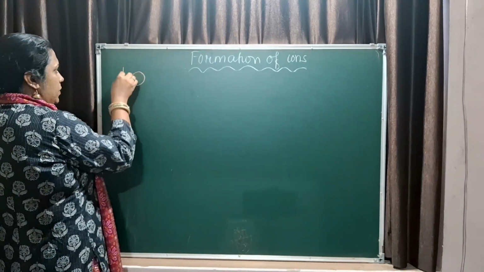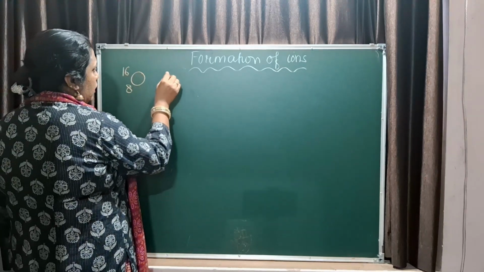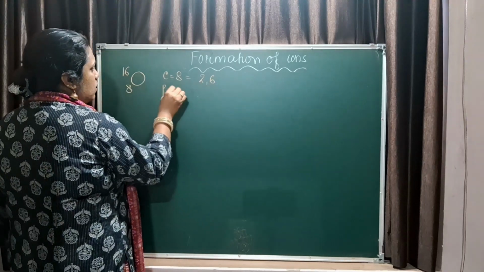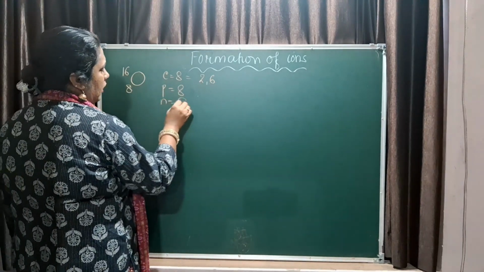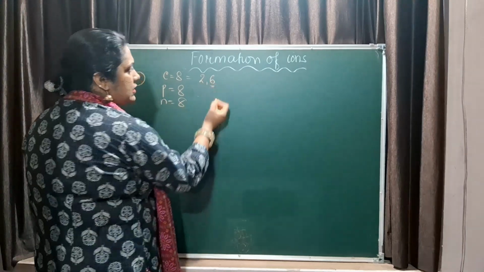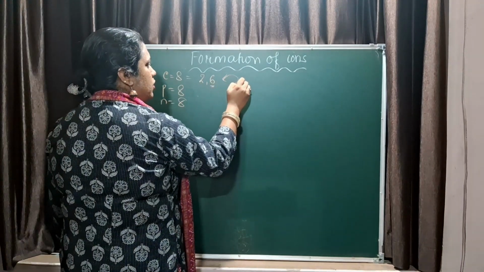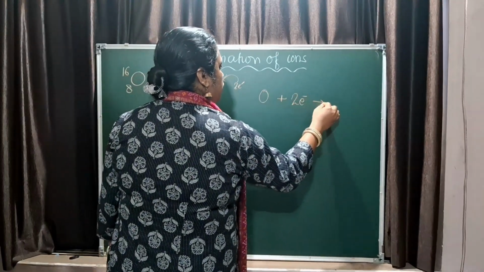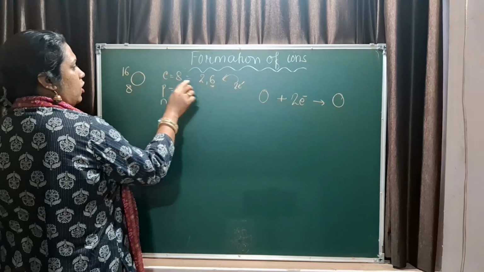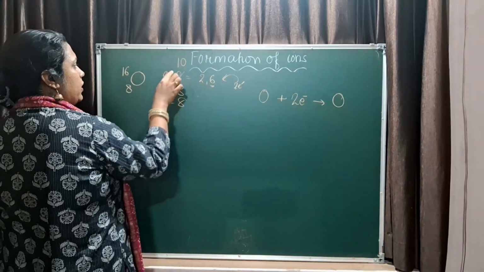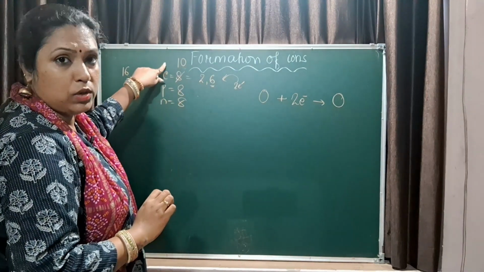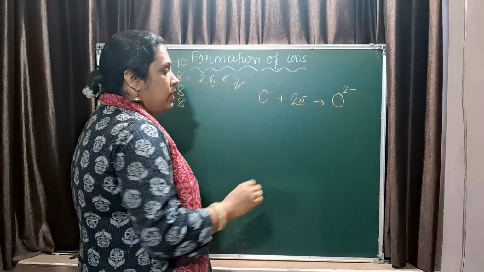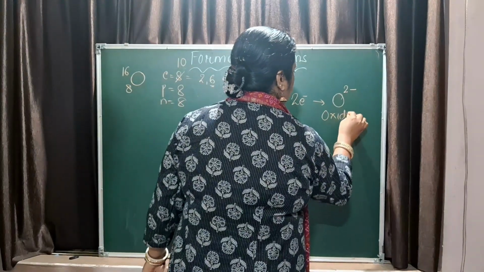Oxygen has atomic number 8 and atomic mass 16. So electrons are 8, that is 2, 6. Protons are also 8 and neutrons are also 8. Now, to make this 6 into 8, it needs 2 electrons, correct? So oxygen gains 2 electrons. After gaining them it has 10 electrons and 8 protons, so 2 extra electrons. So, 2 negative charge, that is your oxide ion.